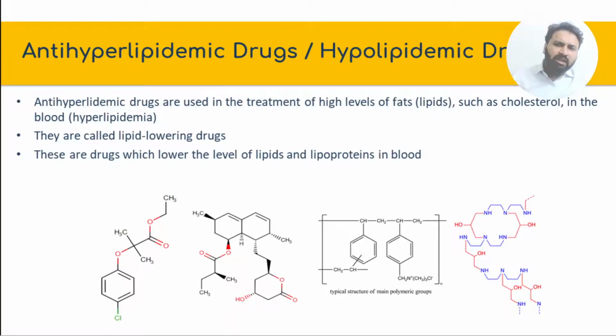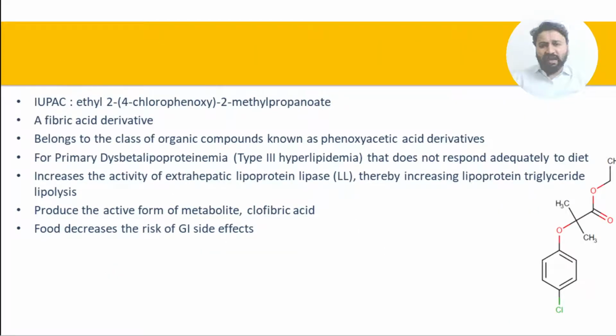Now let's move to the drugs which are used as antihyperlipidemic or hypolipidemic agents. There are some very important drugs. The first drug is clofibrate, which is ethyl 2-(4-chlorophenoxy)-2-methylpropanoate. It is a fibric acid derivative which is used in the treatment of hyperlipoproteinemia type 3, and sometimes it is used in severe hypertriglyceridemia.